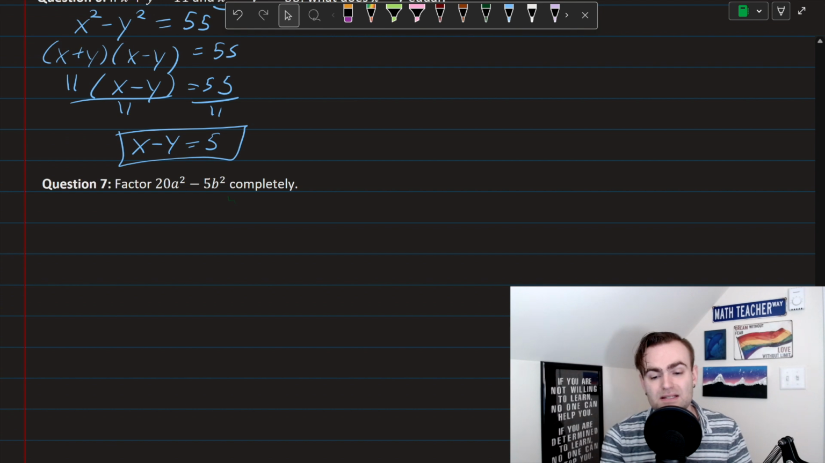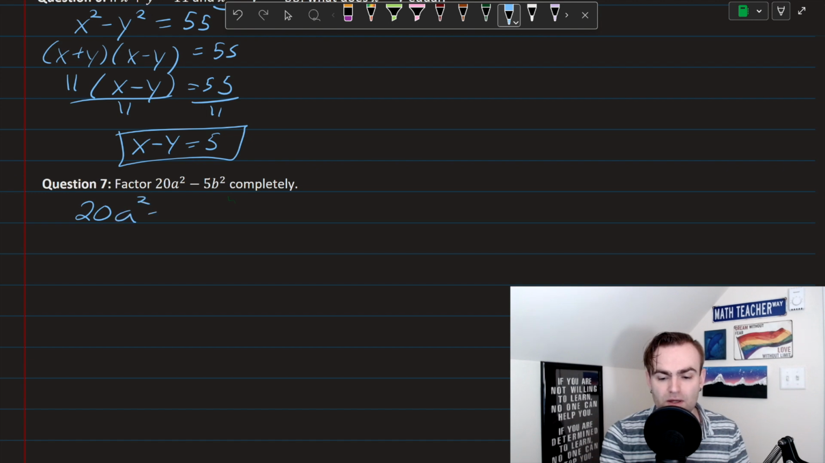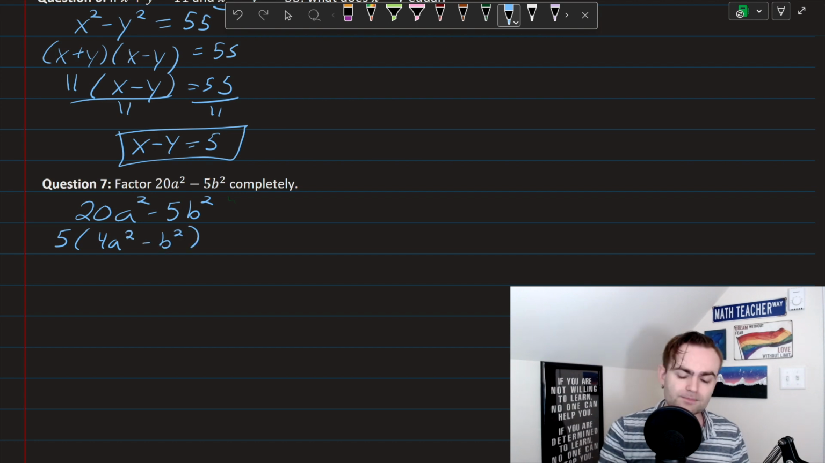The last one is, let's factor this completely. So I see 20a squared minus 5b squared. I notice that 20 is a multiple of 5, so I can factor out a 5 to start. That leaves me with 4a squared minus b squared.